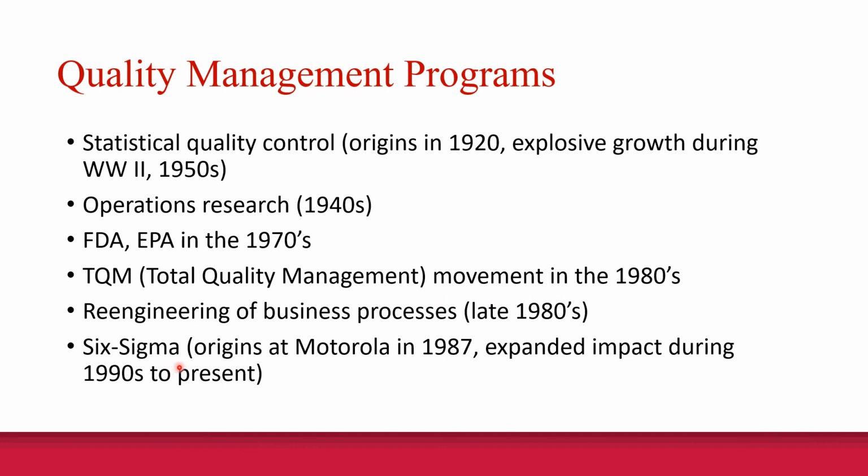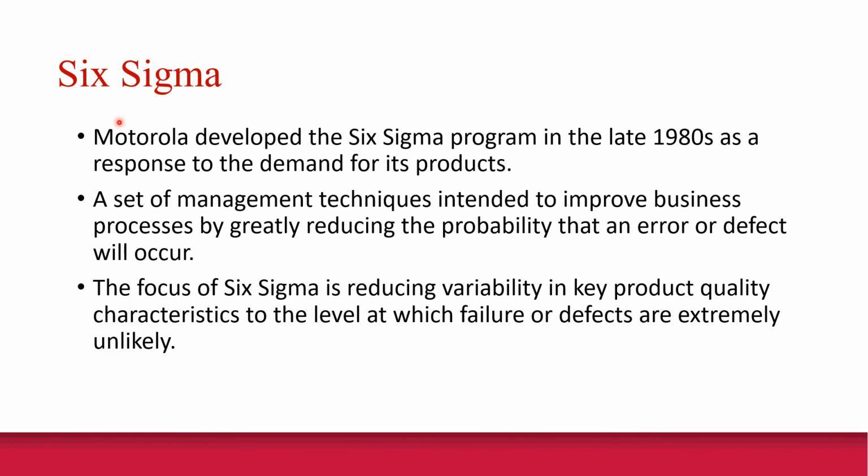And then, in 1987, I think we had the big breakthrough with Six Sigma that was developed primarily at Motorola with an American engineer named Bill Smith. And this Six Sigma has basically taken over the quality control aspect. A lot of people think Six Sigma is synonymous with quality control and improvement. So again, Motorola developed this back in the late 80s as a response to the demand for its products.